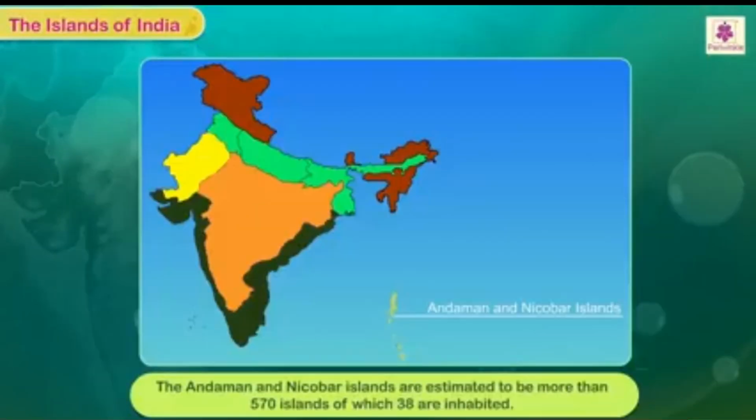The last one is the island groups. The two island groups of India are the Lakshadweep Islands and the Andaman and Nicobar Islands. The Lakshadweep Islands are coral islands in the Arabian Sea. Here you can see it is in the west part. And the next one is the Andaman and Nicobar Islands. These are volcanic islands in the Bay of Bengal. They are inhabited by tribal people who have their own unique lifestyle. The islands of India are classified as union territories. The Andaman and Nicobar Islands are estimated to be more than 570 islands, of which 38 are inhabited.